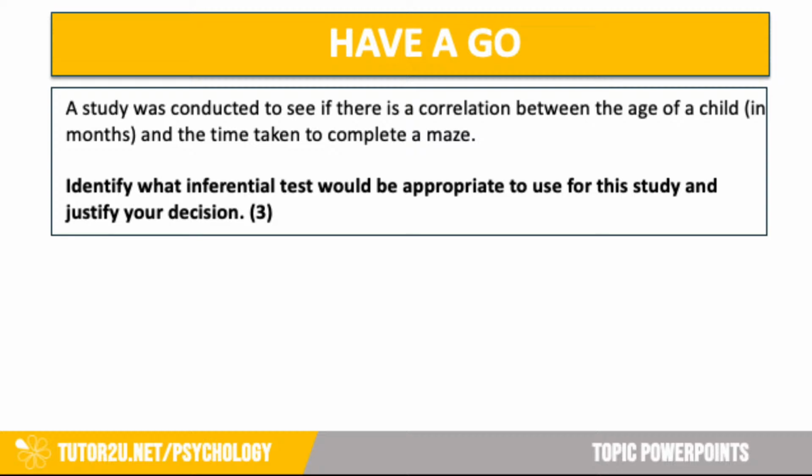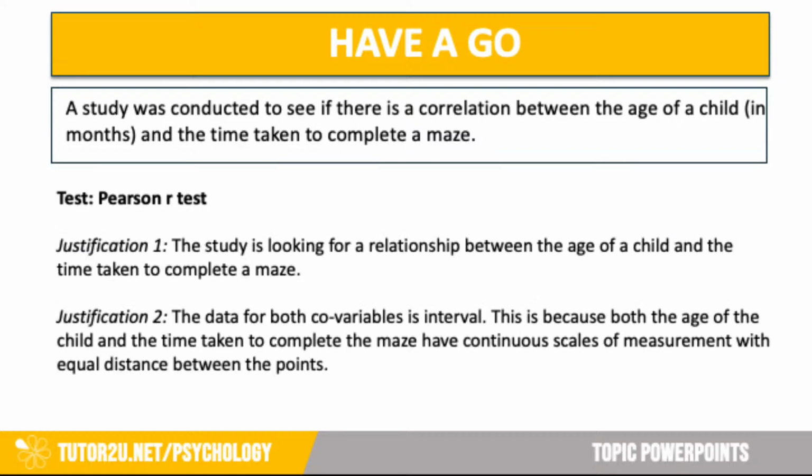So let's see, we've got some answers for this one. Gemma said, would this be Pearson's? It's a correlation, both covariables are interval. And you'd be right, well done, Gemma. Megan, you've got there as well. So Pearson's test, justification: we're told it's a correlation, so we're looking for a relationship between those two specific things. And then justification 2, both covariables are interval. And there we have examples of interval. So age is interval data, time taken to complete the maze is interval as well.